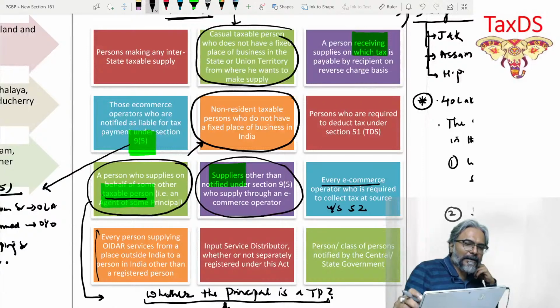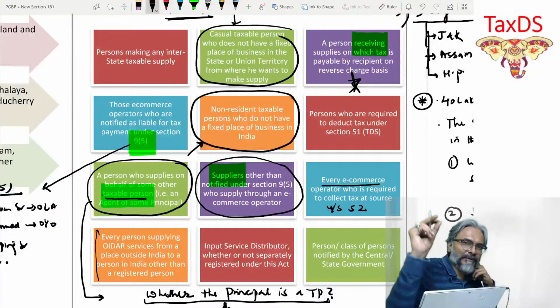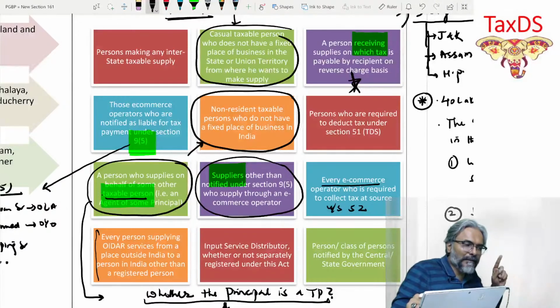So that's a supplier. Second one, students, a casual taxable person, is also a supplier. This one is not a supplier. Third one is not a supplier in this context. The fourth one is an e-commerce operator at 9.5, and they are themselves also a supplier. In this case, a non-resident taxable person who does not have a fixed place of business is also a supplier.